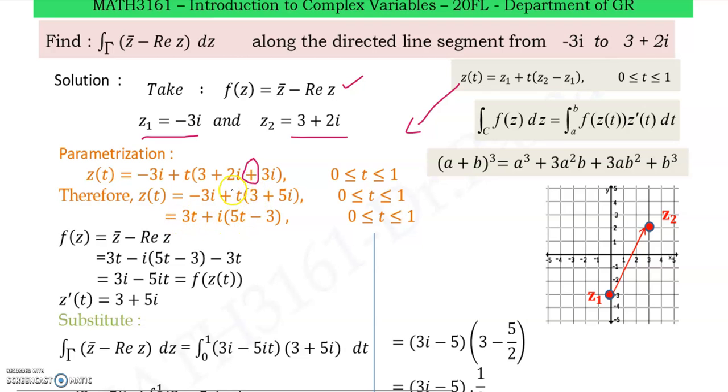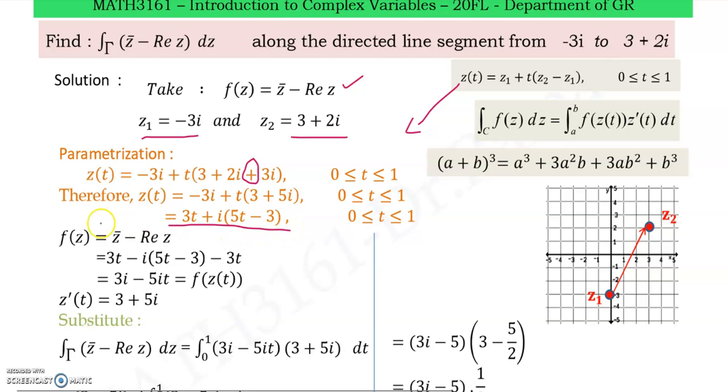So here this is only one real part, that is 3t, plus i times (5t minus 3), because here 5ti, so I take i as a common factor, so 5t, here minus 3i, the imaginary part, so here minus 3. So that this is your z of t. Okay, we have calculated what is z of t.